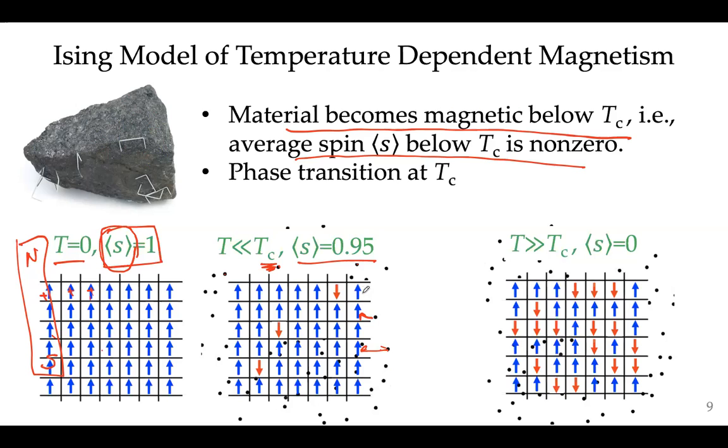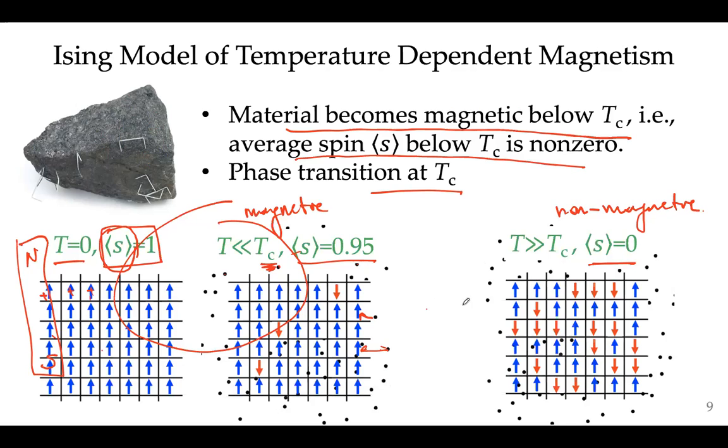But if you heat the system a little bit more, then a phase transition happens. When you go above TC, now all the spins are randomized. And if you calculate the average spin, which gives you the magnetism, you would actually get 0. So these two configurations correspond to a magnetic phase, but this one above TC is non-magnetic. So this is a phase transition happening here.